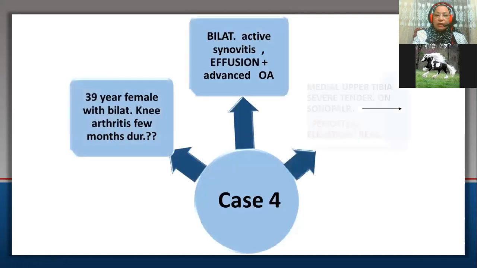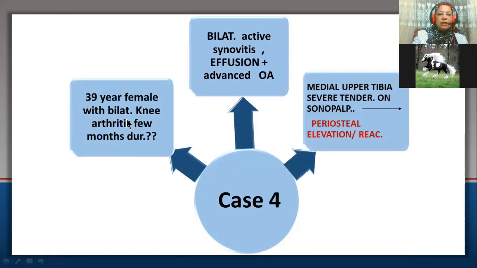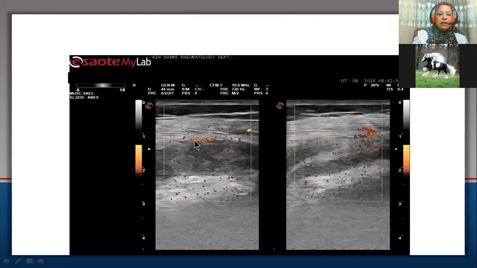Our next case was a 39-year-old female with bilateral knee arthritis of a few months' duration. This patient was previously diagnosed as systemic lupus erythematosus and was kept on a large dose of steroid. On musculoskeletal examination of her knee, especially the right knee joint, there was active synovitis. There was synovial hypertrophy. There was a positive Doppler signal together with synovial effusion, which indicate active synovitis of the right knee joint, together with presence of a medial suprapatellar plica.